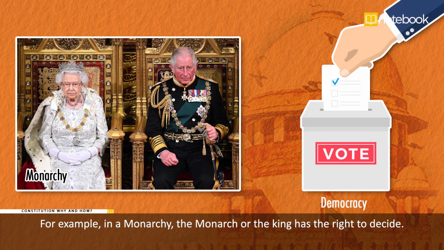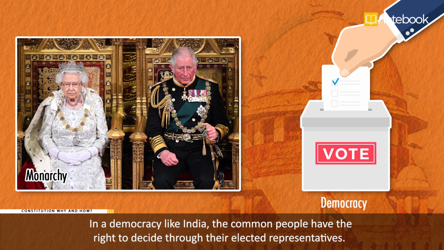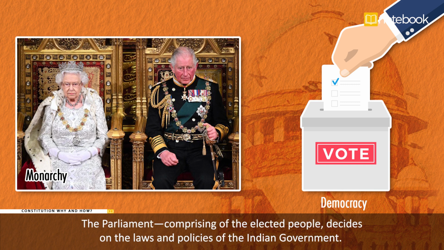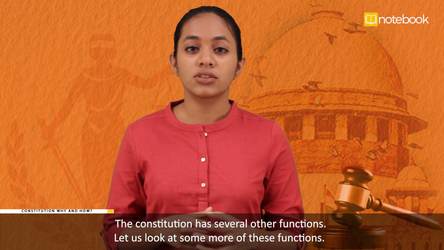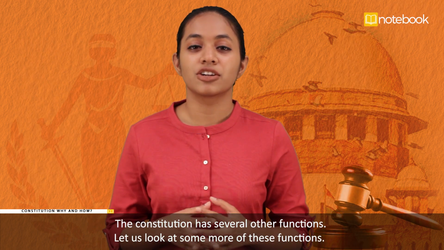For example, in a monarchy, the monarch or the king has the right to decide. In a democracy like India, the common people have the right to decide through their elected representatives. The Parliament, comprising the elected people, decides on the laws and policies of the Indian government. The Indian Constitution allows this power to the Parliament. The Constitution has several other functions.